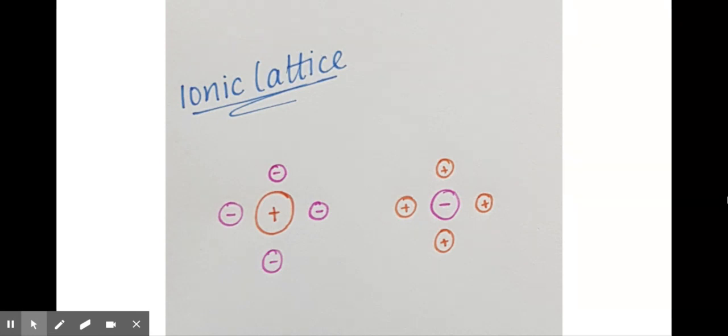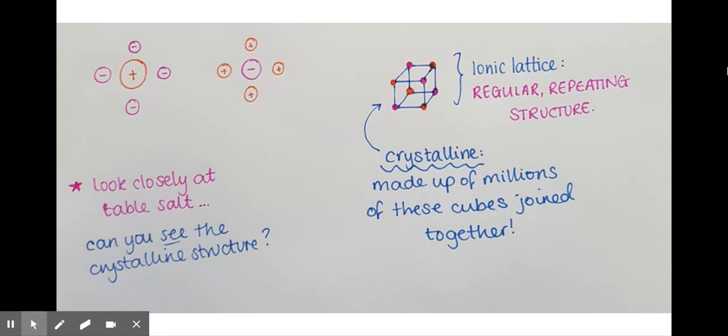And that is what holds the lattice together: the mutual attraction between the oppositely charged ions, in other words, the positives and the negatives. In the real world, that looks like a little cube-like structure. Sodium chloride is a cuboid type structure, and we call this an ionic lattice because it is a regular repeating structure. Now, if you are asked anything about the shape of an ionic lattice, these are the words you must say to get the marks. It is a regular repeating structure.